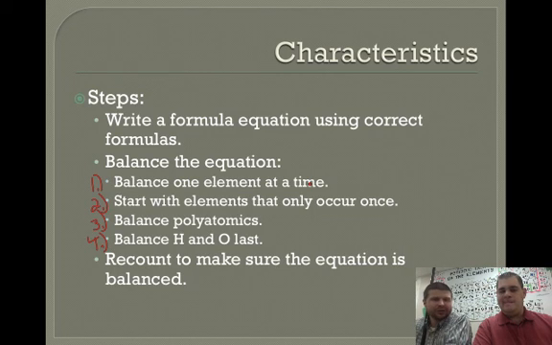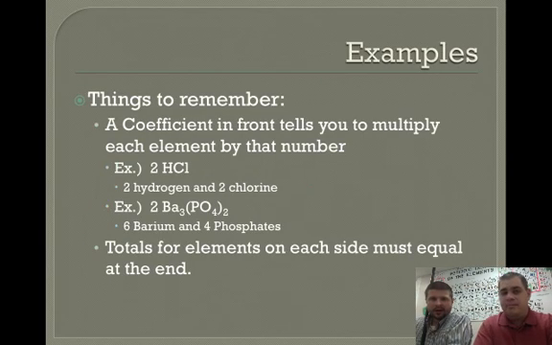And then balance hydrogen and oxygen last. Always leave hydrogen and oxygen. Usually the hardest, the toughest. Those are the ones that can occur in multiple places on each side sometimes. Okay, always recount at the end too. It's an important thing to make sure you're right after you think you're done. Recount every element, make sure it's the same on each side.